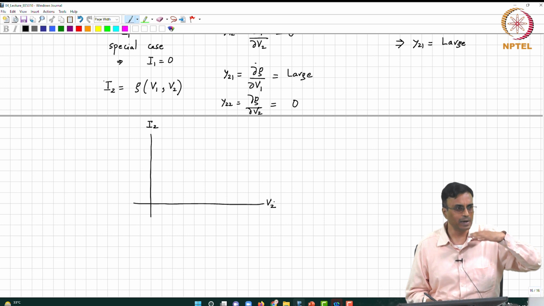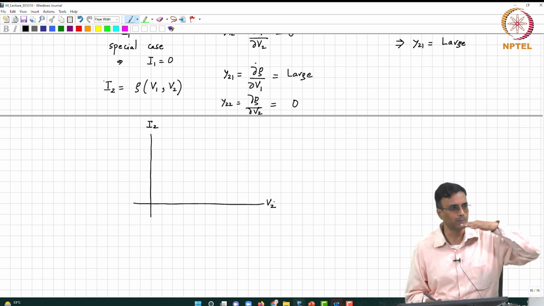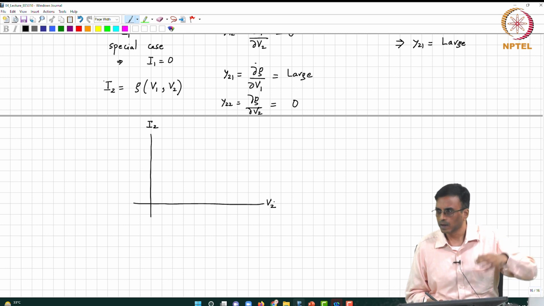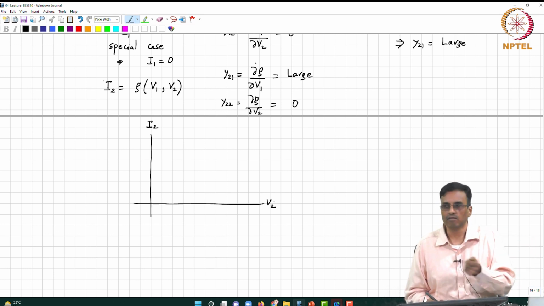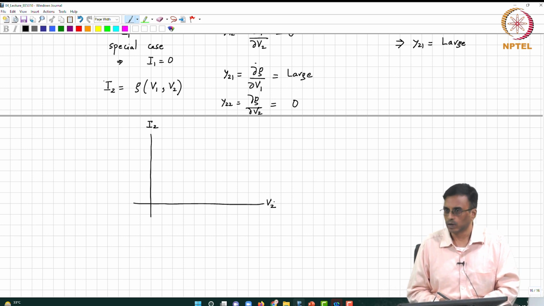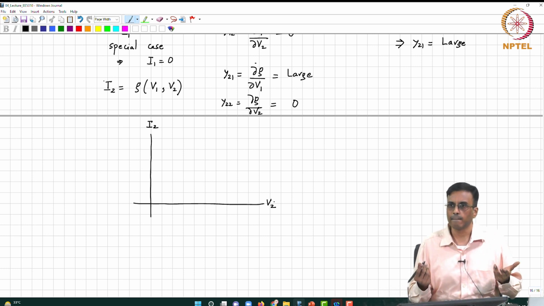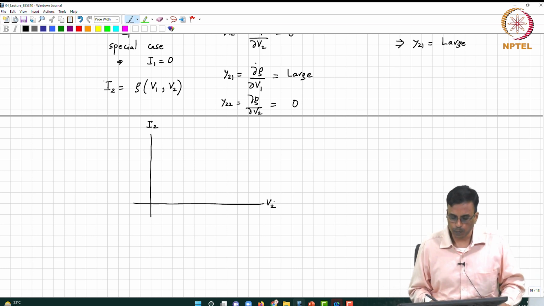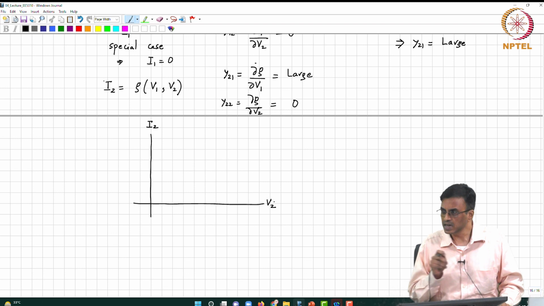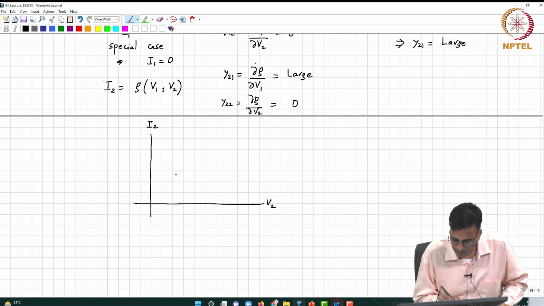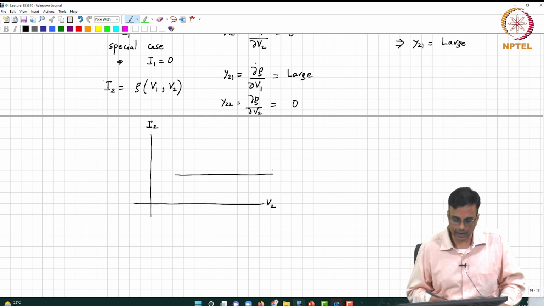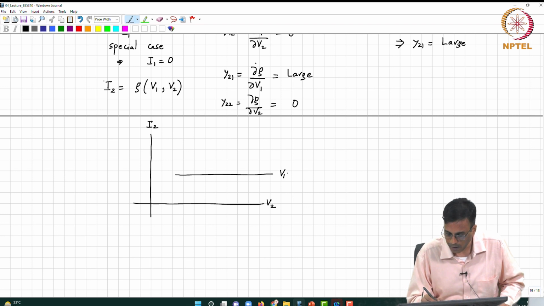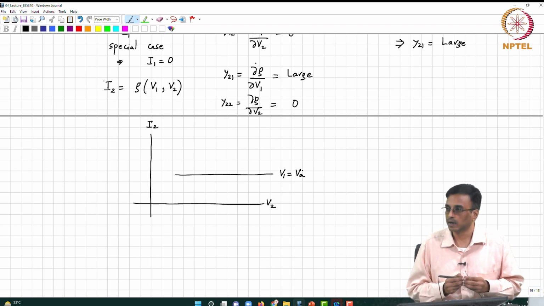a certain, I mean, it is a family of curves, each curve is for a specific value of V1, and we vary V2 and measure I2. So, for a specific value of V1, if the incremental Y22 is 0, what does it mean? The output current does not change if you change the output voltage. Okay. So, basically I2 is independent of V2. This is for some specific value of V1, let us call that Va.